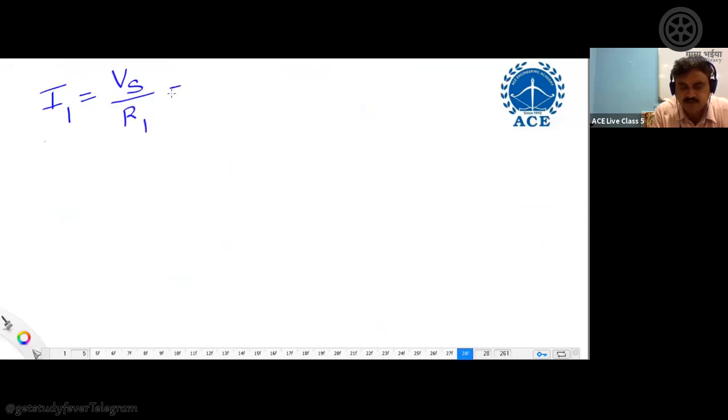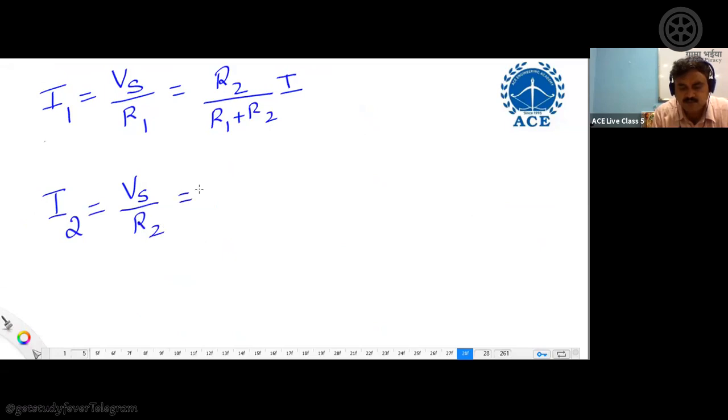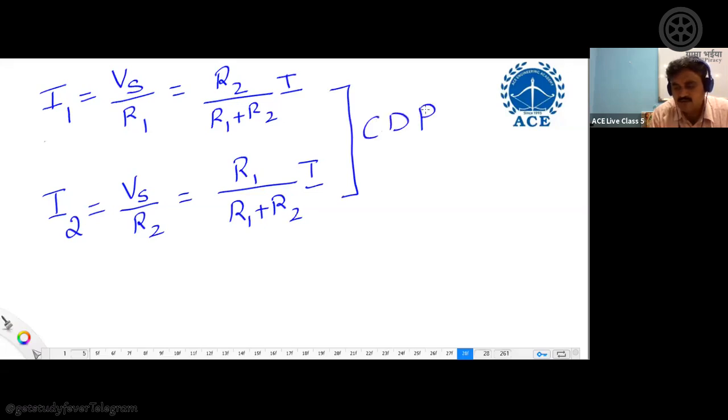So when you substitute Vs in terms of I, you will get R2 by R1 plus R2 into I. Similarly, if you want to find I2, I2 is Vs by R2. So when you substitute Vs in terms of I, you will get R1 by R1 plus R2 into I. So this is nothing but the current division principle. How currents will get divided when you take network elements connected in parallel. This is what is called the current division principle.